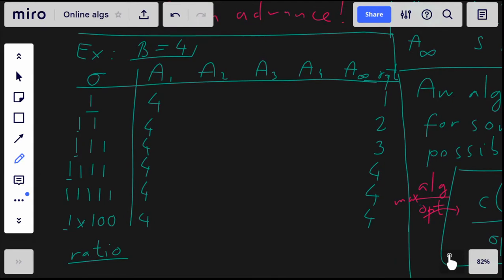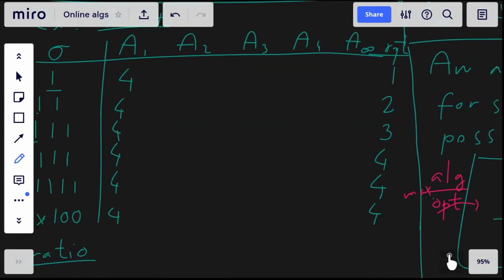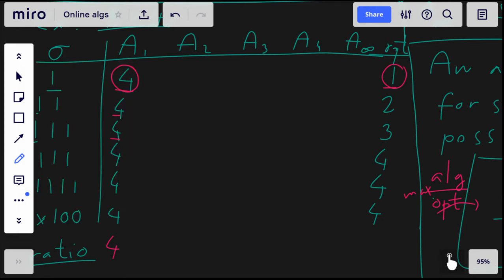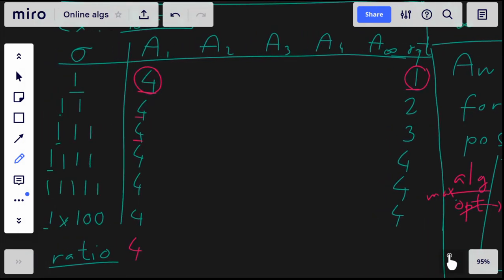For example, at this point A1 spends 4 times more money than necessary. Here it's only 2 times more, here only 4/3 times, and for all the other cases it spends the optimal cost. But the worst possible scenario is this one, when A1 spends 4 units of money but the optimal should cost only 1, so the ratio between these two quantities is 4.